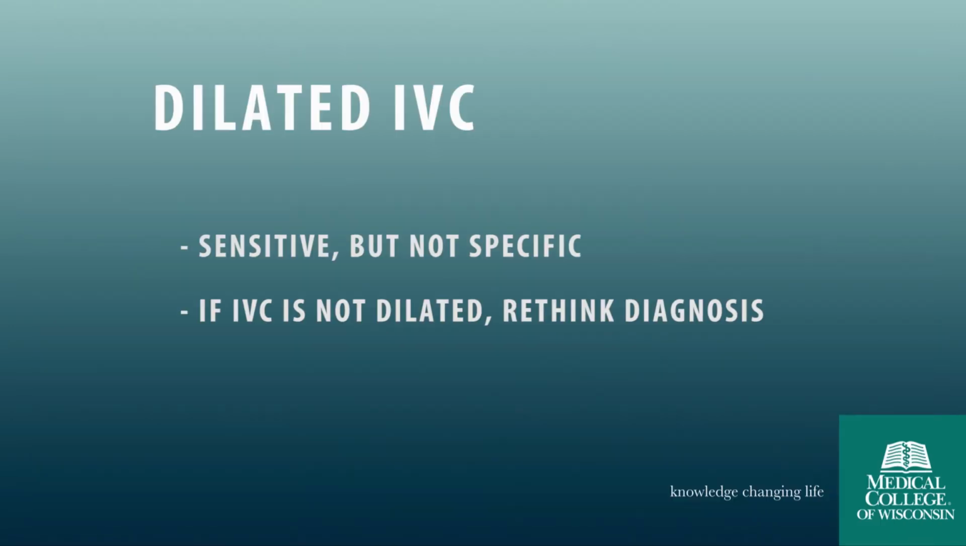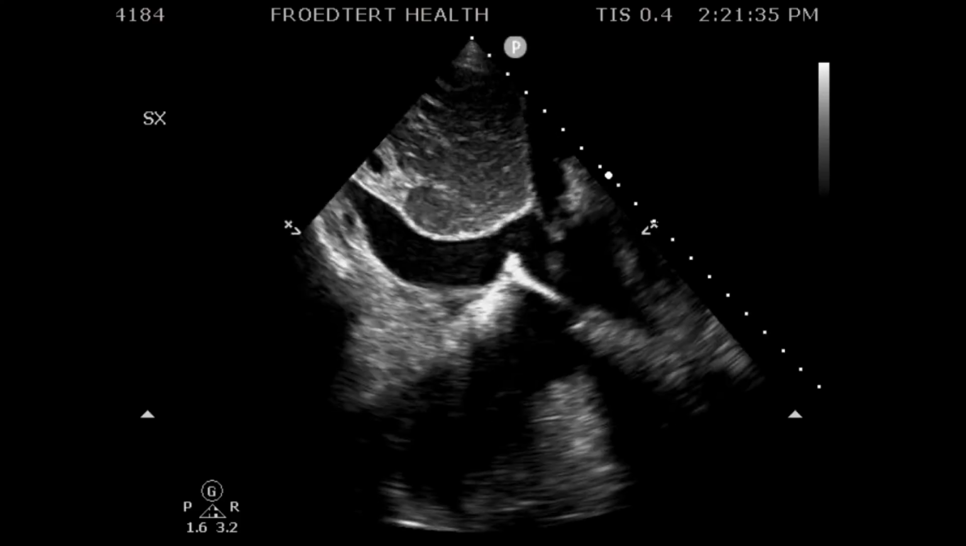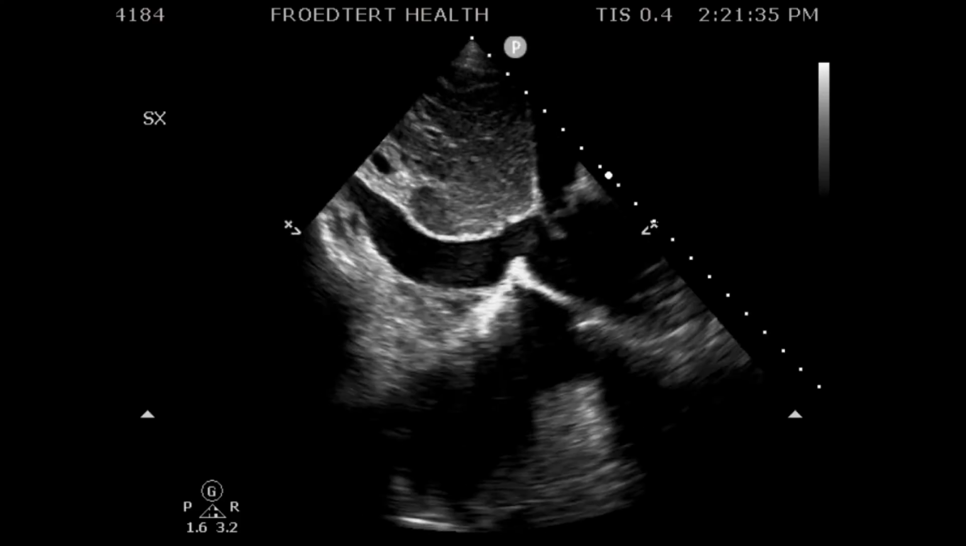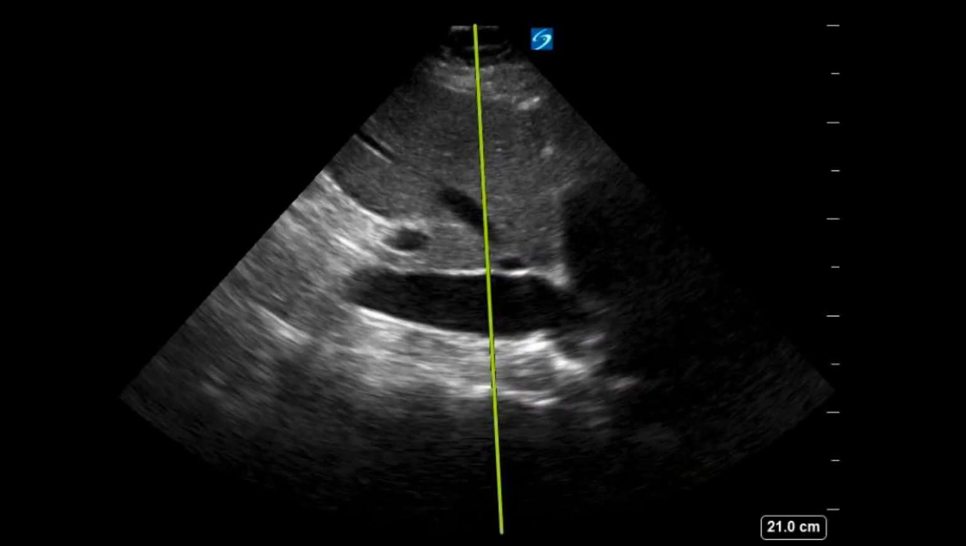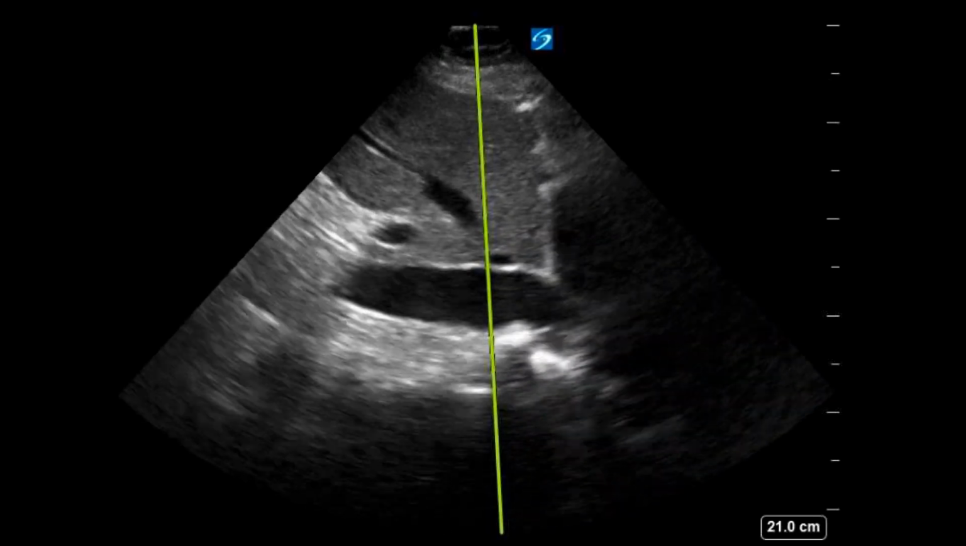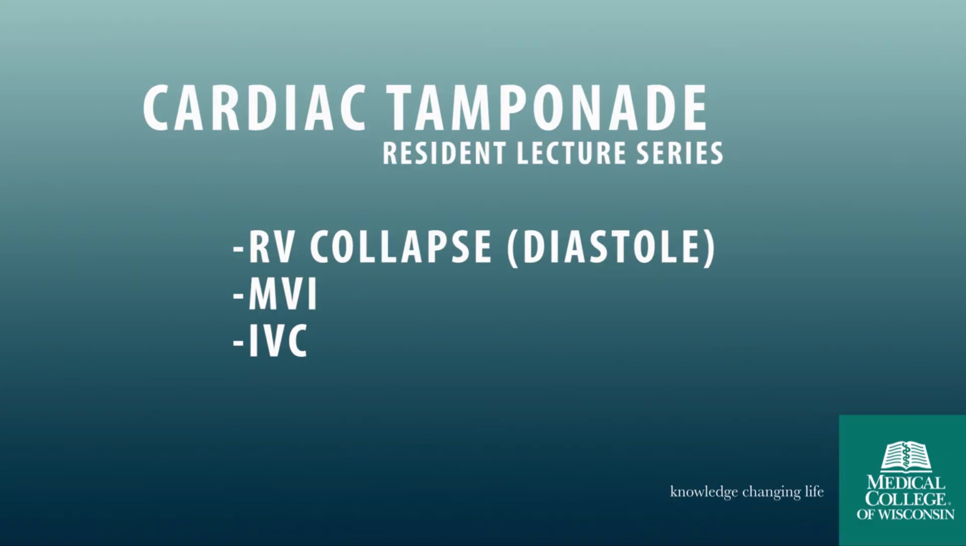In any analysis for cardiac tamponade, you should look at the IVC. The IVC should be dilated. If it is not dilated, please rethink your diagnosis. A good estimate is if there is no respiratory variation and it is greater than 2 centimeters. This is dilation.